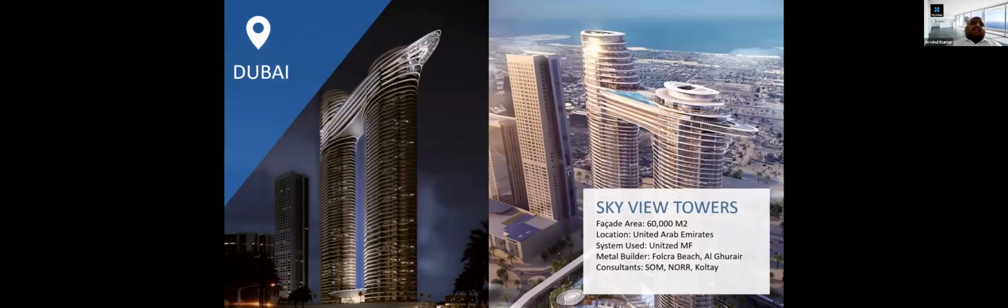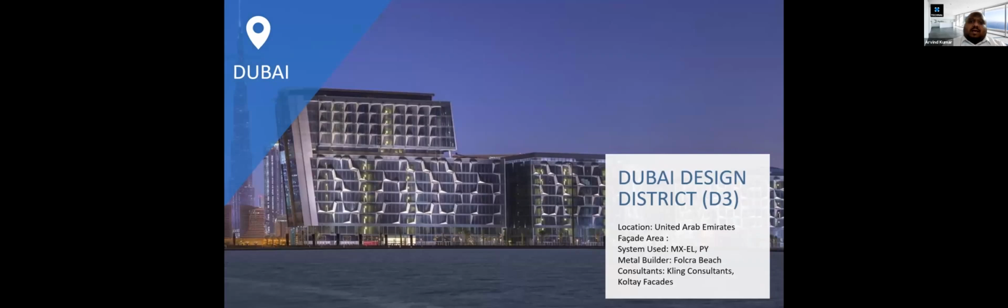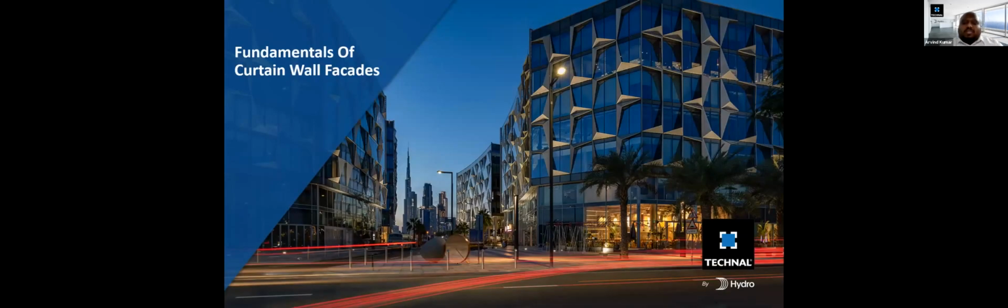And of course, my favorite, the Jabal Al Omar residential complex at the holy city of Mecca also adorns the Technal facade. In Dubai, a lot of skyscrapers, we will see some of the products which went into such high-rise towers like the Adra Skyview, the Burj Vista, the Dubai Design District, which hosts all the top architects in UAE. And these are some of the examples which we have done in terms of project references.